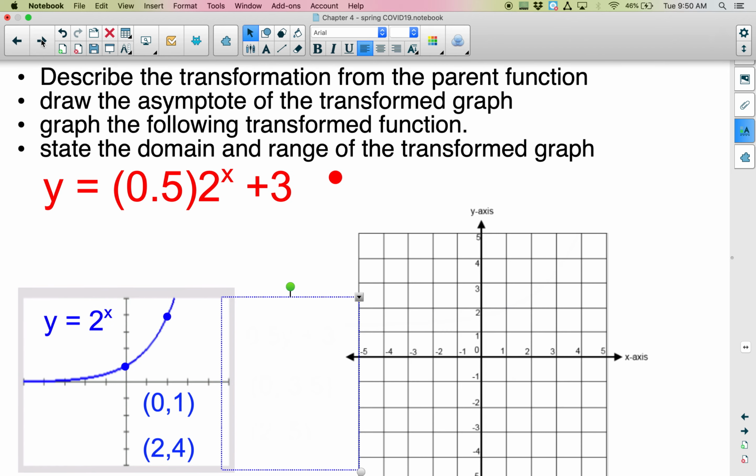I would recommend you pause the video, try this one on your own, see if you can get the transformations in the graph, and then push play, and I'll have the answers for you.